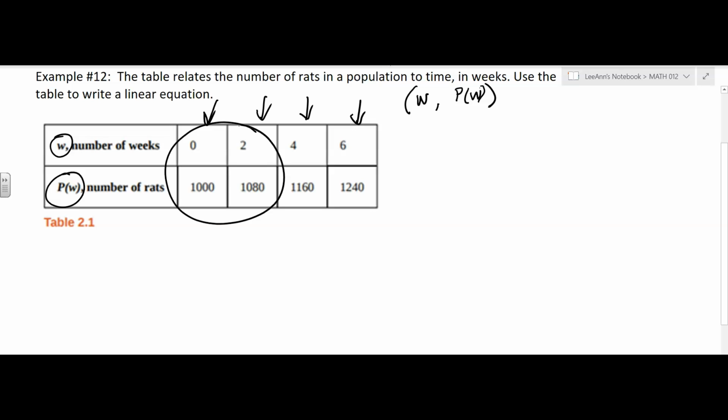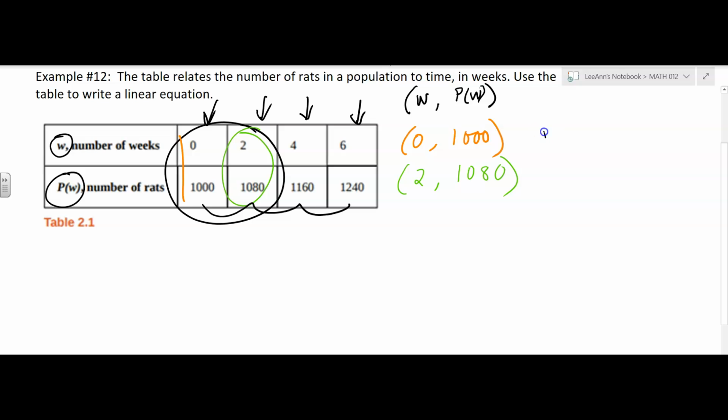So I have one point that says, I'll do this one in orange, 0 input and 1,000 output. So basically, if no time has gone by, we're starting out with 1,000 rats. That's what it is. And then this one, after 2 weeks, now we have 1,080 rats. Now you can kind of see what's happening here. It's going up by 80, up by 80, up by 80. But sometimes they're not as obvious.